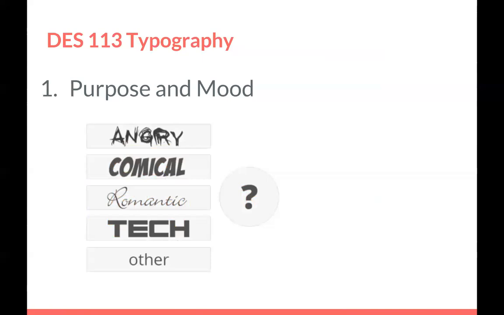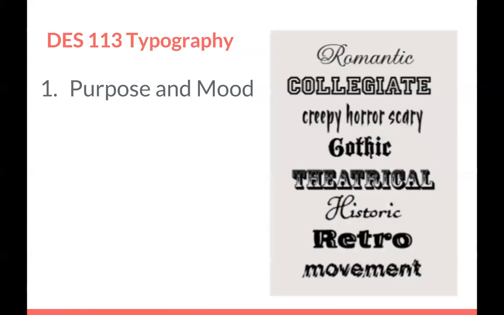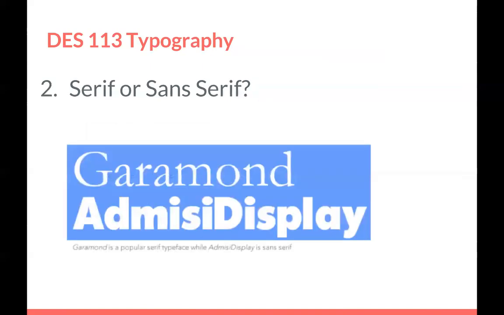I think probably children or kids or something childish, that's probably a mood. So we have collegiate, creepy, horror and scary, gothic, theatrical, historic, retro, movement, all different moods.